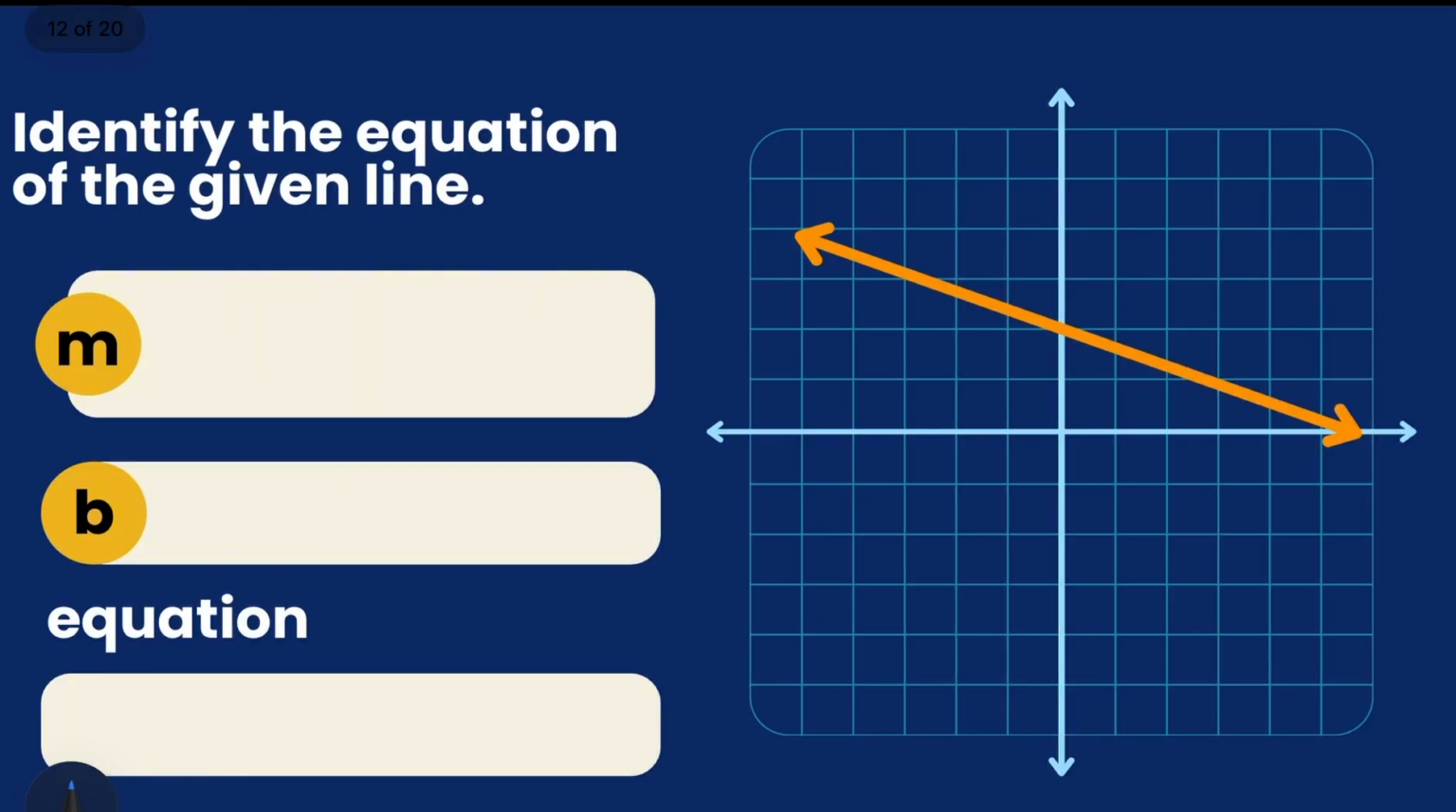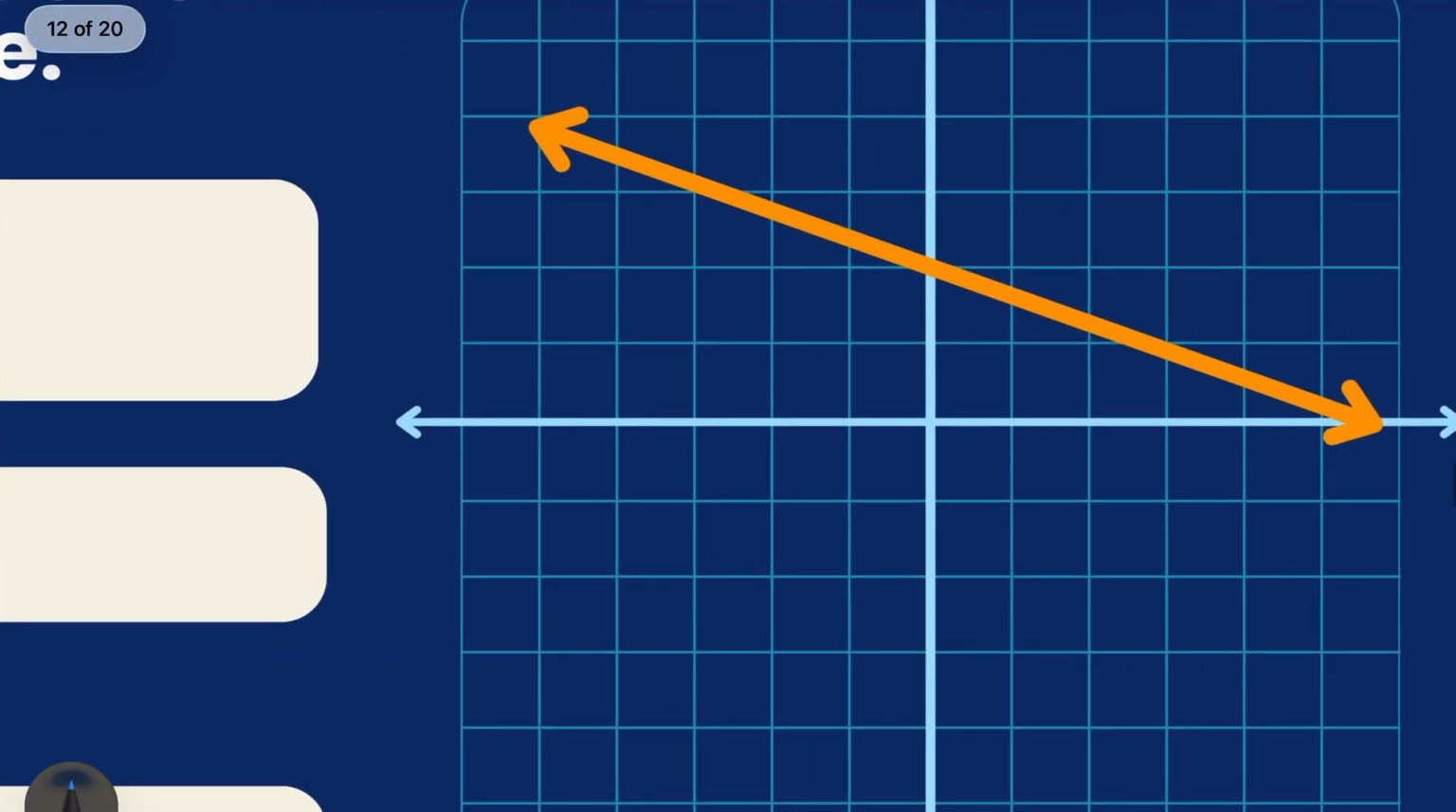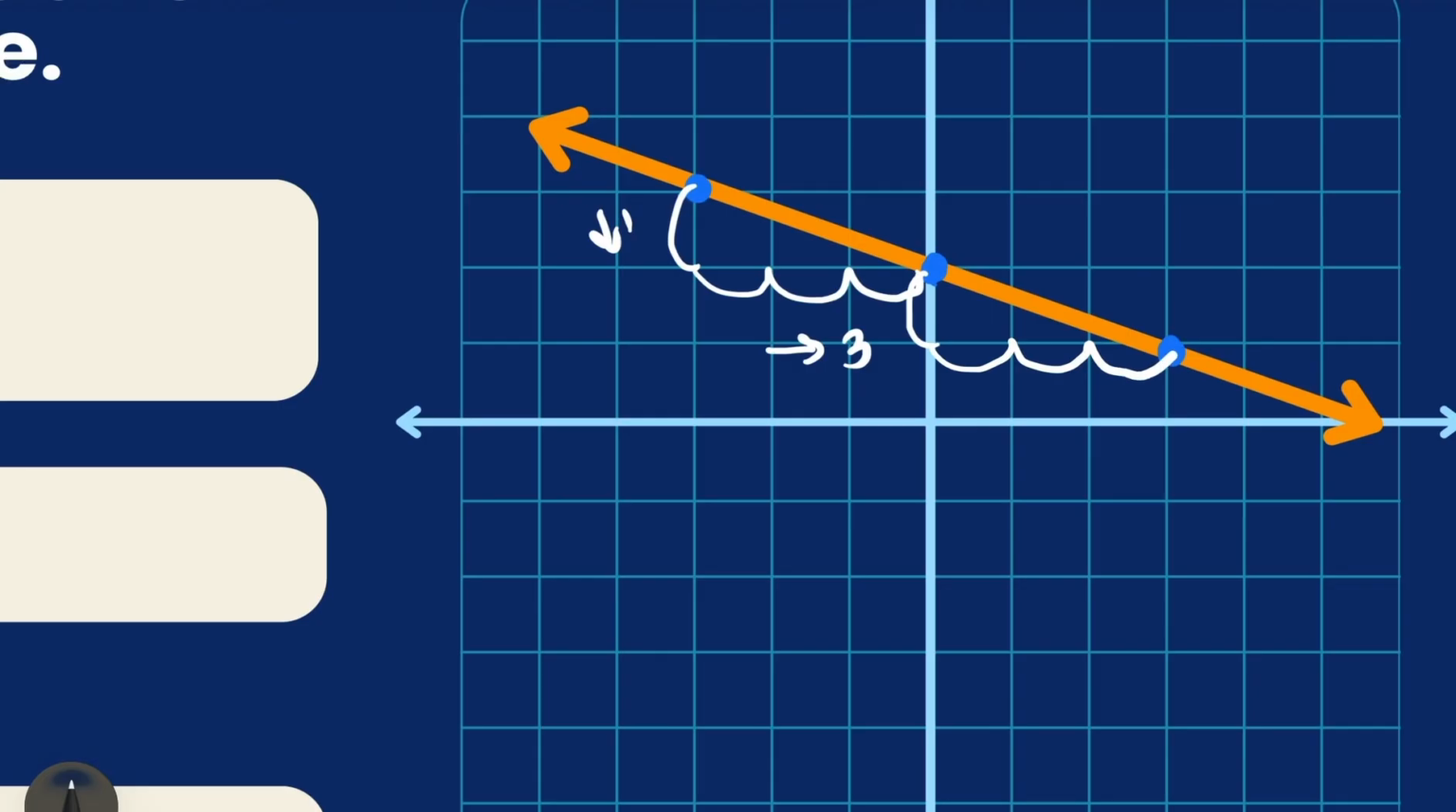Now let's try this one out. The first thing that I'm going to do is find 2 points on my graph, which I see one right here, and I see one right here, and I see another one right here. I see here it goes down 1, and to the right 1, 2, 3. And then here it does the same thing, down 1 and to the right, 1, 2, 3.